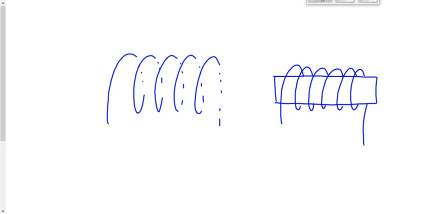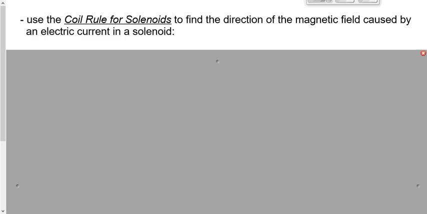We're going to use this coil rule for solenoids to determine the polarity or the direction of the magnetic field that's generated by this solenoid or by this coil of wire, whatever you want to call it. We could use the wire grasp rule, and usually I'm all about using one thing to answer as many different questions as we can. This is the exception. I'm going to use a specialized rule here for this one specific case of a solenoid because I think it makes it quite a bit easier.